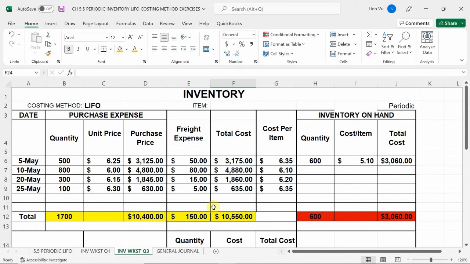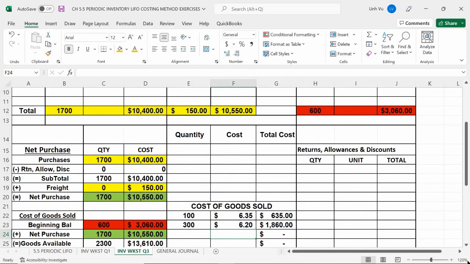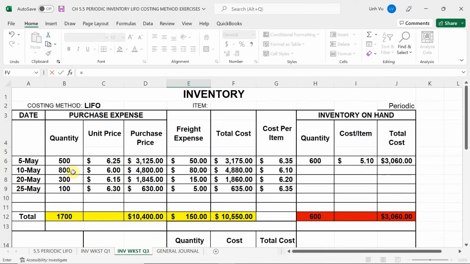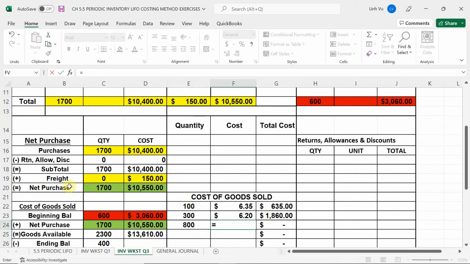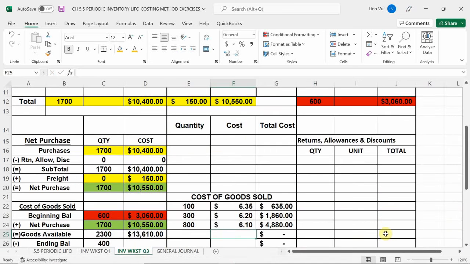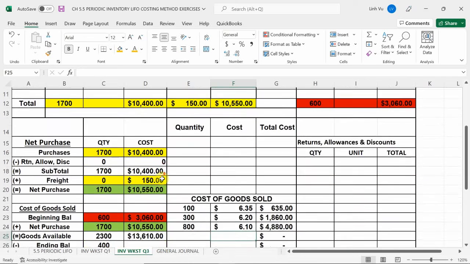May 10th. May 10, 800, right? Am I going to take all of it or some of it? You're going to take all 800 units. And right now that costs me what? $6.10. So that's going to give me a grand total of 4,880.